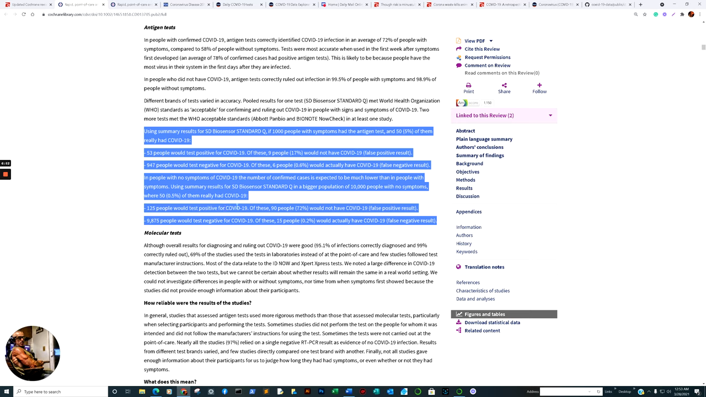125 people would test positive for COVID-19. Of these, 90 people, 72%, would not have COVID-19, a false positive result. Now, this is when all the alarm bells are going to go off in your head, in frequent testing and so forth, because you're going, wow, if 125 people test positive, and 72% of those people, or 90 of the 125, actually do not have COVID, you can see how this can make a tremendous difficulty in estimating the proper pandemic policy, strategy, or methods, per se. Let's read forward, though.